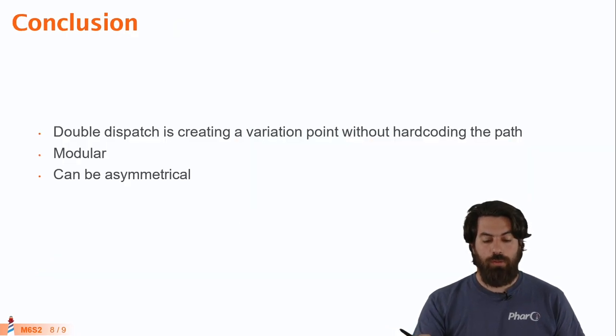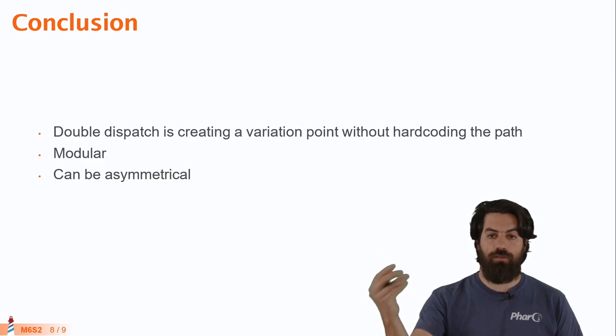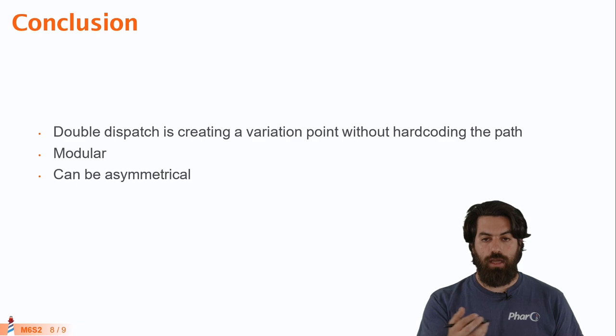In conclusion, double dispatch is a good way to add a variation point without hard-coding the entire path of execution. It is modular because we can add new elements to the decision process by adding, in our case, new canvases or new blocks. And it can be symmetrical, as in the case of rock, paper, scissors, or it can be asymmetrical, like in this case here.